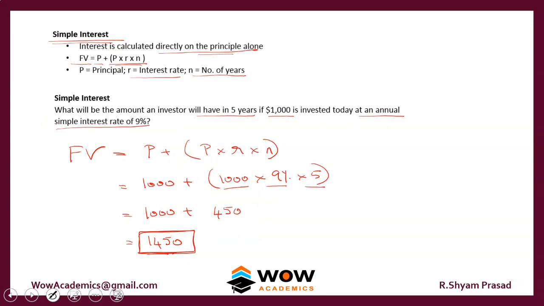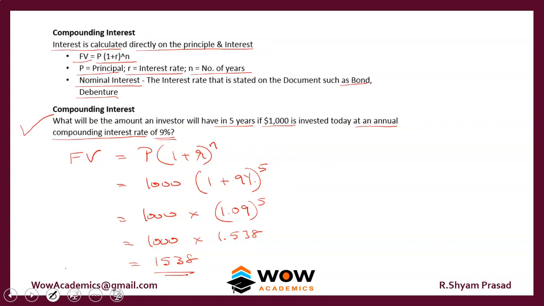When you look at the numbers here, the compounding interest will always be higher than the simple interest. That's because in simple interest the interest is calculated only on the principal, but in compounding interest the interest is calculated on the principal as well as the previous years' interest. So normally compounding interest will be higher when compared to simple interest.